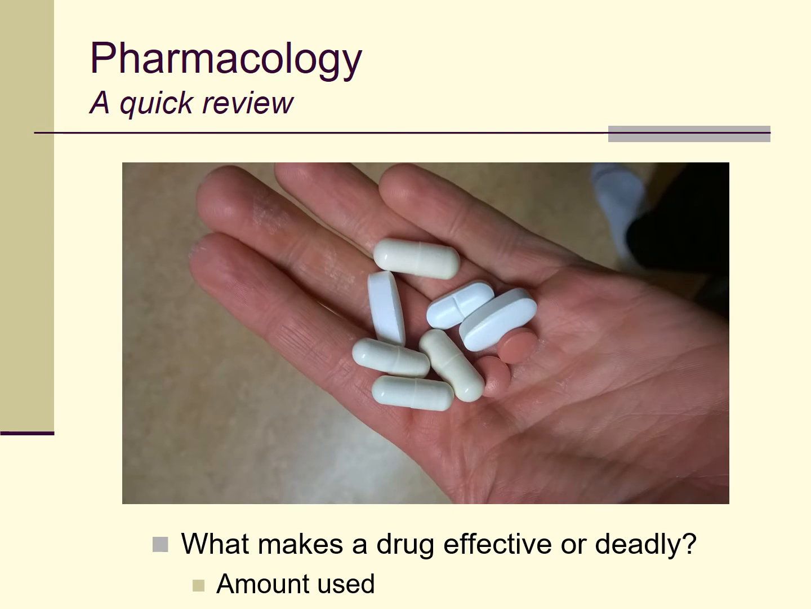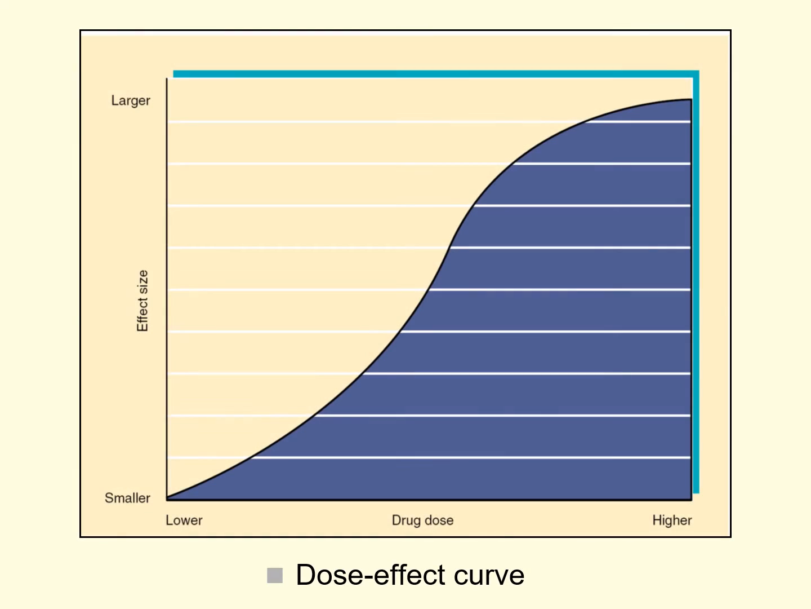So first off, the quick review of pharmacology. Now you may remember back in, I think it was the first lecture series, maybe the second or third lecture, I can't quite remember. Regardless, in a previous lecture that I did, I asked the question, what makes a drug effective or deadly? What makes a drug toxic? And oftentimes the answer to that is, well, the amount of it that is used. And I talked a little bit about dose-effect curves, such as the effective dosing curve or the lethal dosing curve.